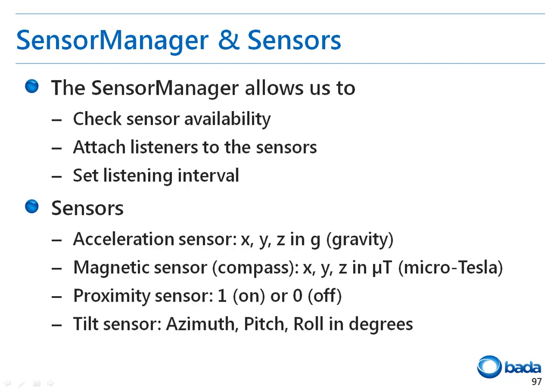The acceleration sensor provides the function that returns how much acceleration is applied in the x, y, and z axes. The magnetic sensor function enables acquiring the direction of the magnetic field in micro-Tesla units in the x, y, and z axes. The proximity sensor function is used to detect when there is an object close to the surface of the phone, such as when the mobile phone surface makes contact with the user's face. The tilt sensor function returns the current orientation of the device, giving the azimuth, pitch, and roll values in degrees.